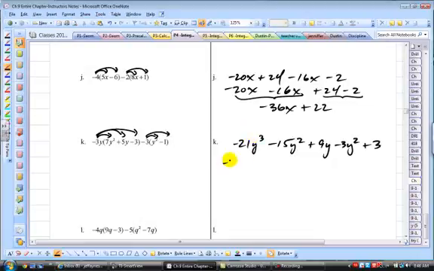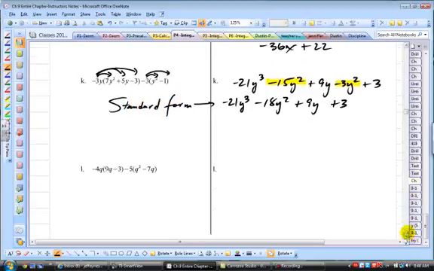Starting with the highest exponent, so the negative 21y cubed. Combining my second degree terms right here, I got a negative 15 and negative 3 is a negative 18y squared, plus 9y, and then plus 3, and all are unlike terms. Third degree, second degree, first degree, zero degree, standard form. Okay, pause the video, try the last one here.